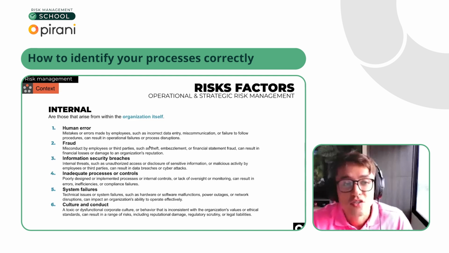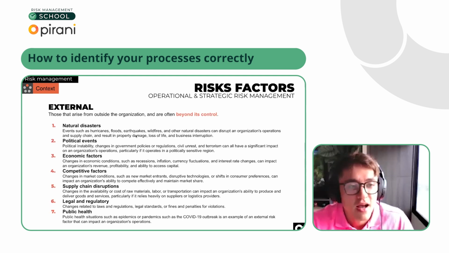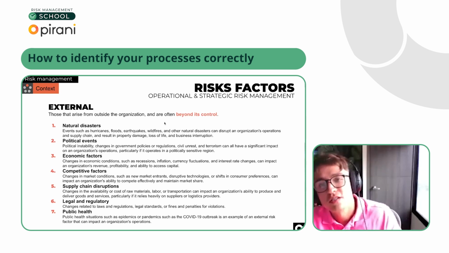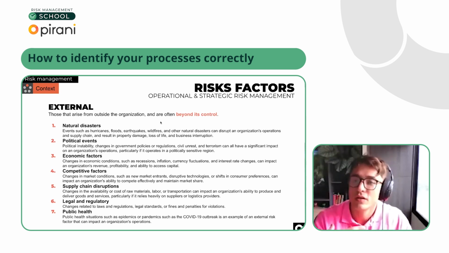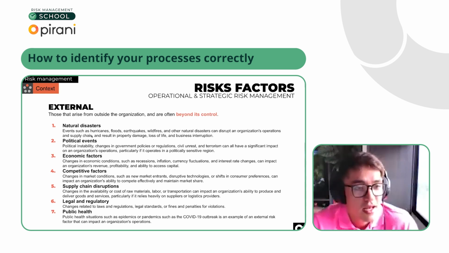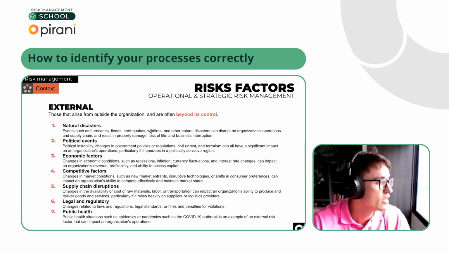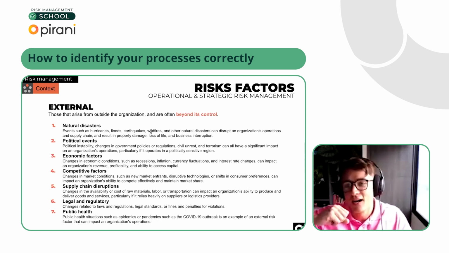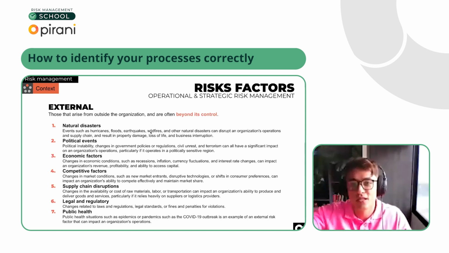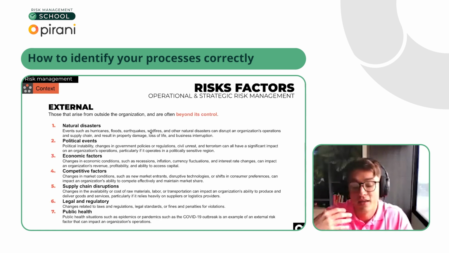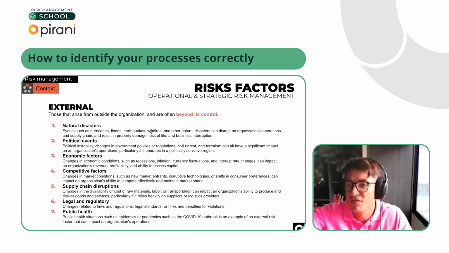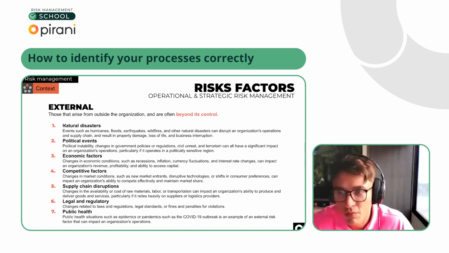But we also have external risks that are outside the organization, and because of that are beyond our control, like natural disasters, like hurricanes, floods, earthquakes, wildfires. We can be affected by that. Maybe we need to send a product and there is a natural disaster and I can't send it, or my clients have offices in a natural disaster area. So of course, these risks can affect our company.